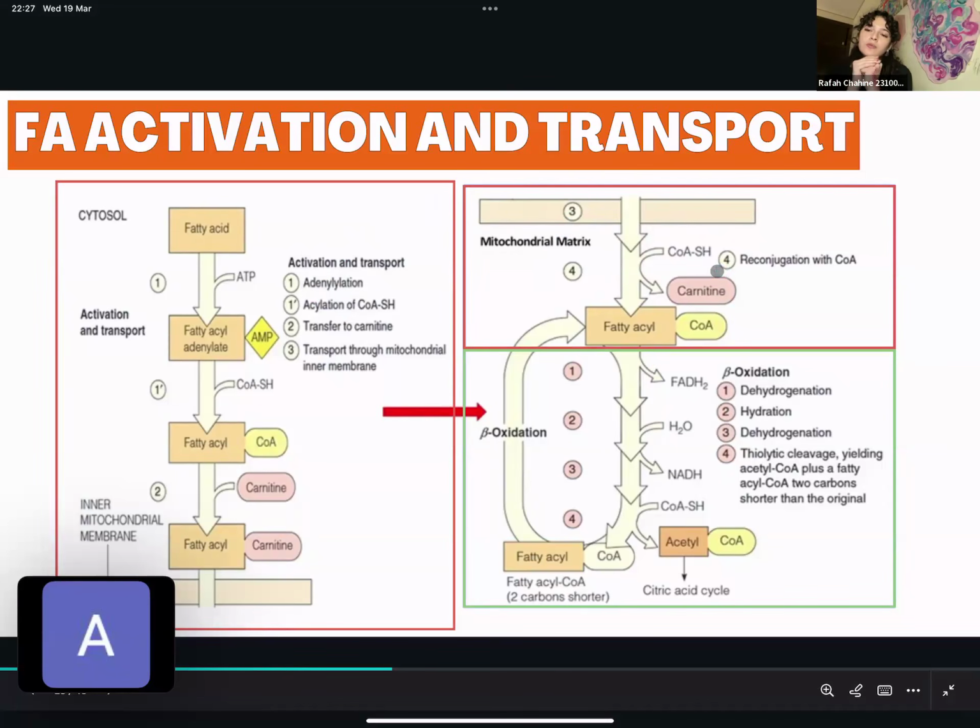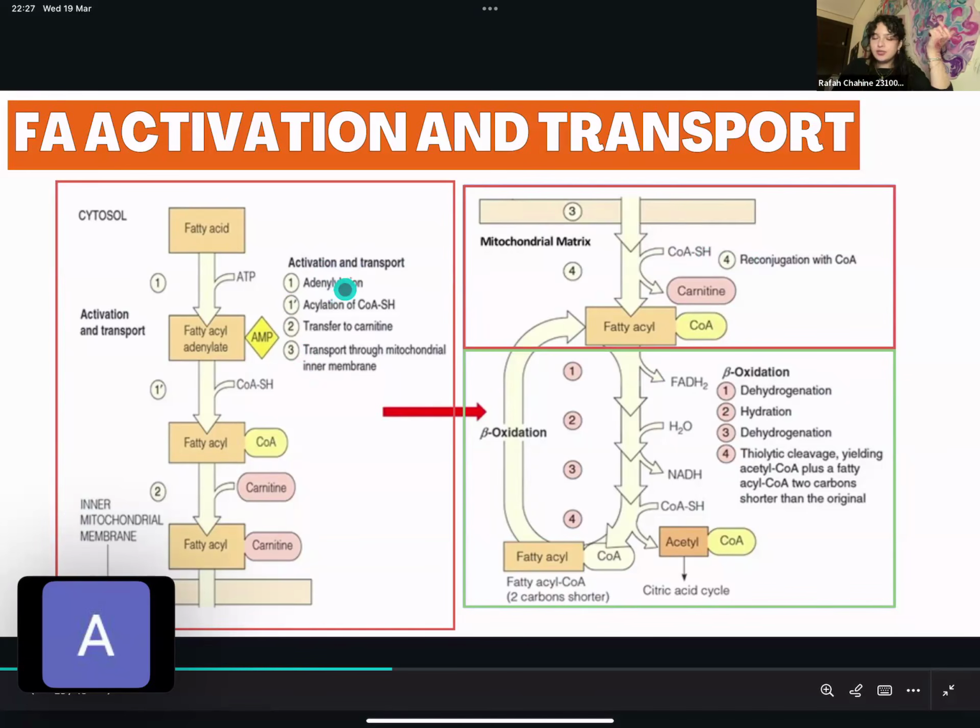Now, before we move on to the nitty-gritty details of everything, I want us just to understand what is going on in this picture specifically, because we're going to see it all happen under a microscope, okay? Now, the activation section of fatty acid activation is steps number 1 and 1 prime. That's it. That's all the activation is. It's just adenylation and acylation of coenzyme A. If I'm talking about transport, I'm referring to step number 2, 3, and 4. That's it. So let's break it down like that, okay?